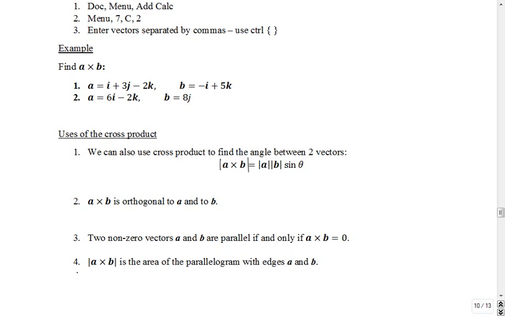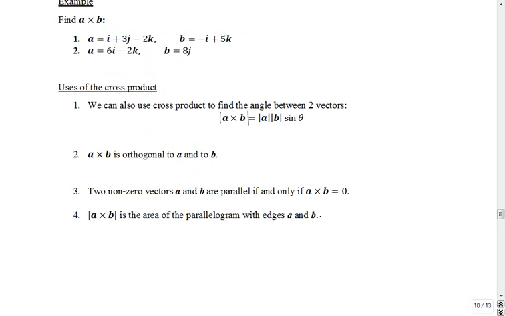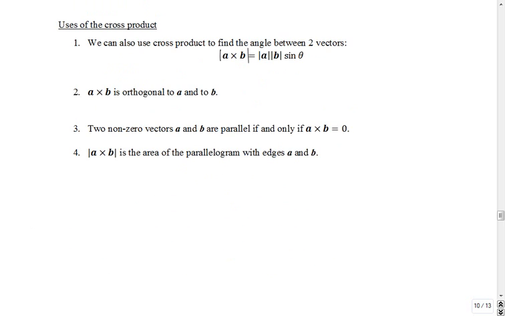Number 4 is what we are going to use in all of these. The length of the cross product is the area of the parallelogram with edges A and B. So let me show you a little picture of what I mean by that, so that you can understand that. So let's draw the parallelogram. So this is A, this is B, right? And so let's extend it.